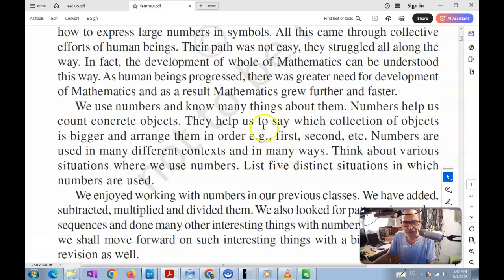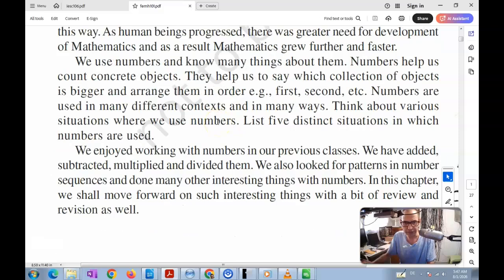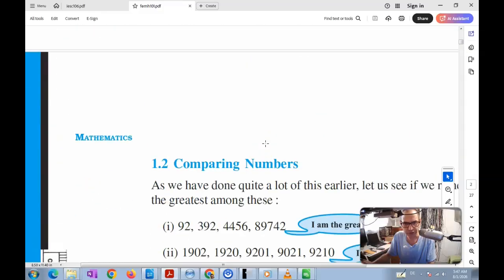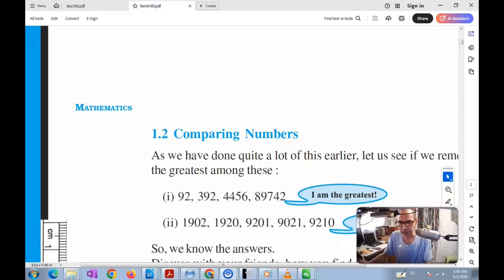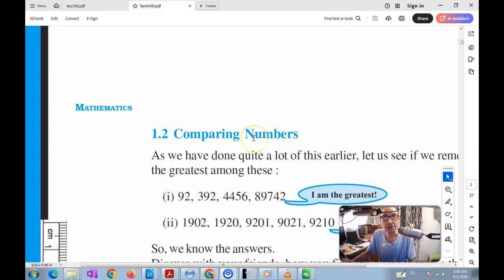Basically, we can use numbers for many different types of purposes, which we will see as we go along in our courses. And then we will learn the basic operations on those numbers, and other more advanced operations on those numbers. And so that's basically that. So I will end this video here, and in the next video we will talk about comparing numbers.